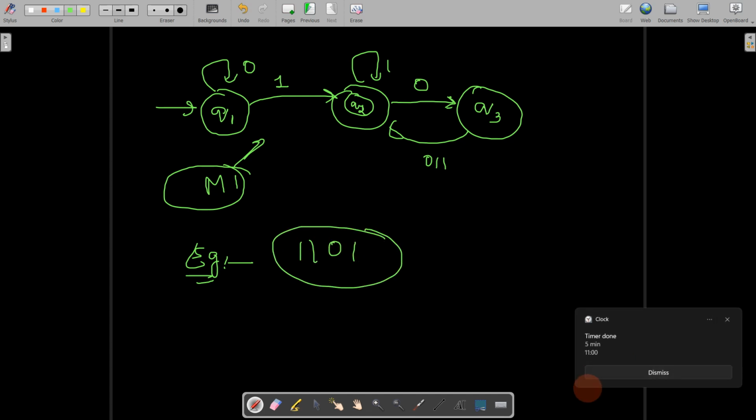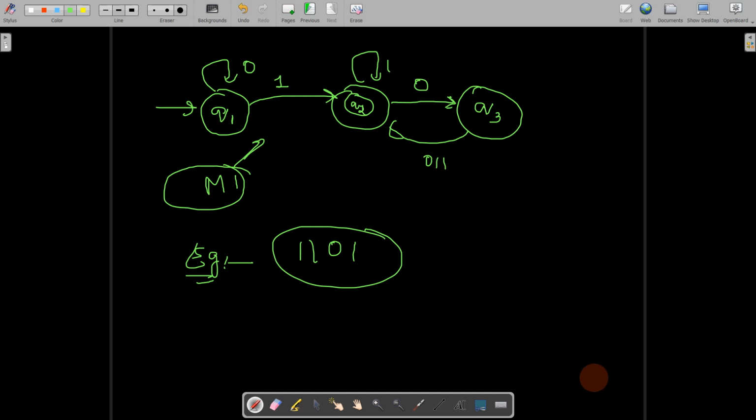1101 to this machine. What will happen? It will read the input one by one. This arrow means the start state. The machine was in state Q1, it saw a 1 and went to state Q2, but our input is not finished. It will read the second bit of input at state Q2. If it sees a 1, it will stay in Q2, and when it sees a 0 at Q2, it will go to Q3.